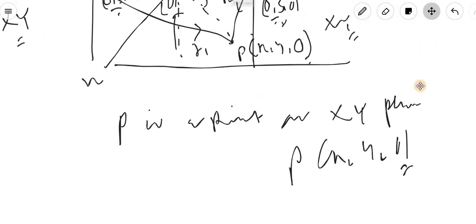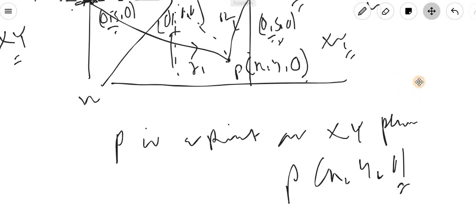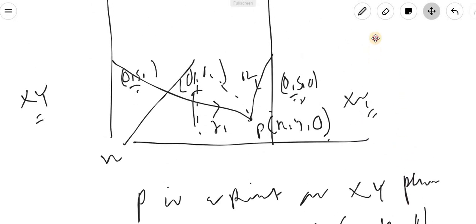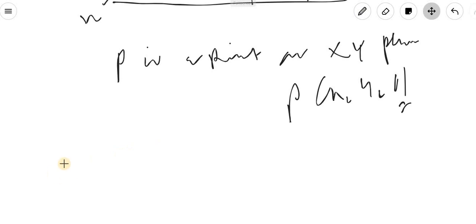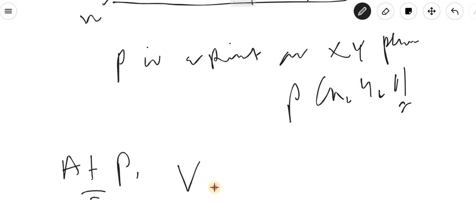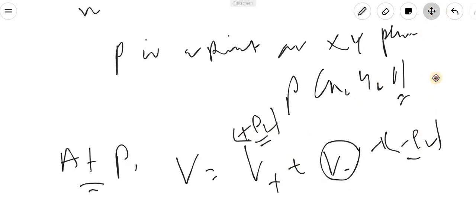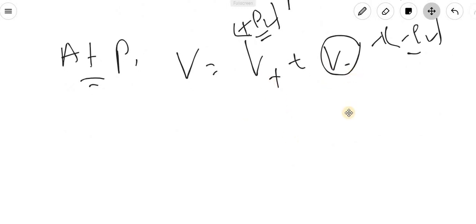As we discussed in the method of images, so this thing should be okay. Now what will be the potential at P? The total potential is due to V plus and due to V minus. V minus is due to minus rho L, and V plus is due to plus rho L. Now we'll see what V plus and V minus are.